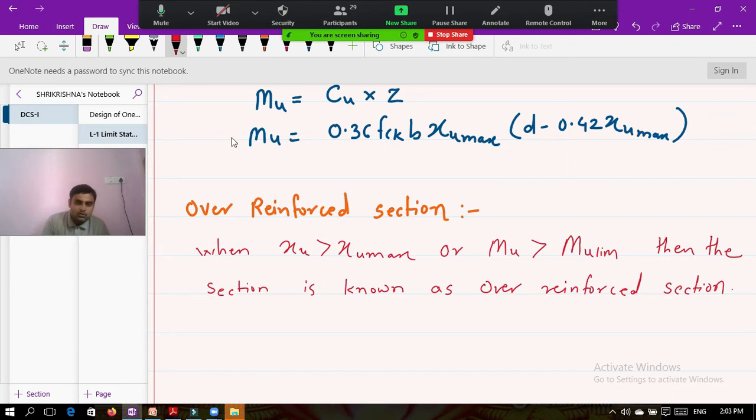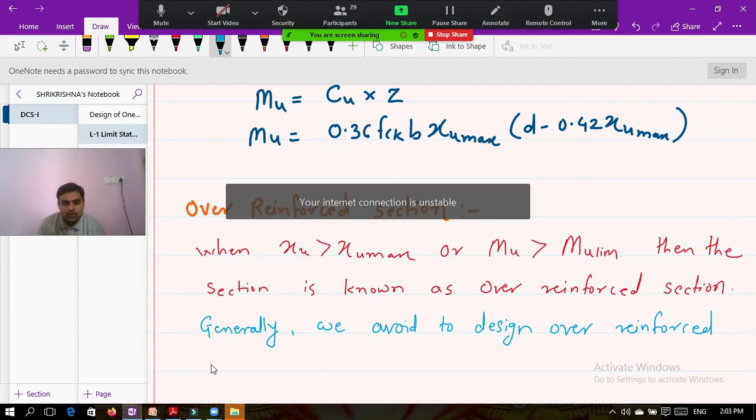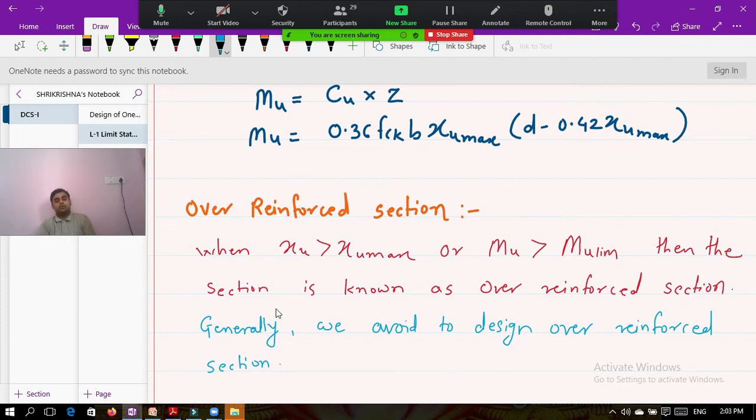Okay. So generally we avoid designing over reinforced sections. Why do we avoid designing over reinforced sections? Because in the case of over reinforced sections, the failure of the structure is sudden. It doesn't give you any warning before the failure.